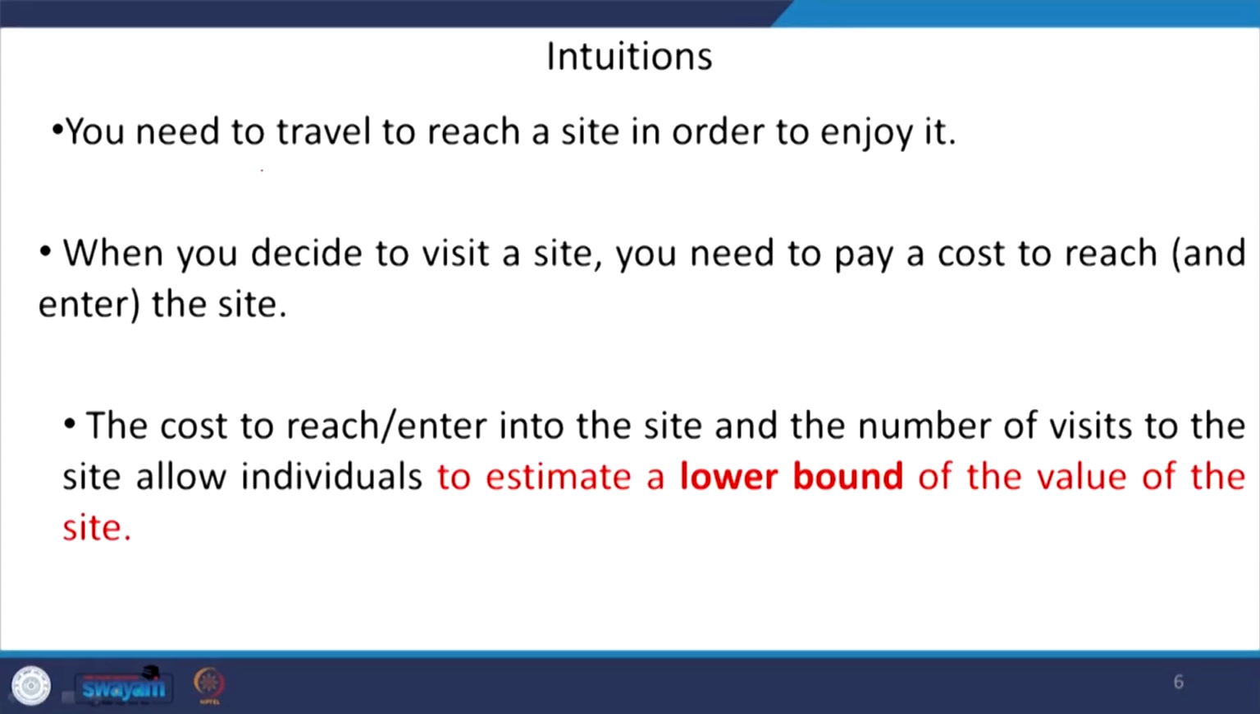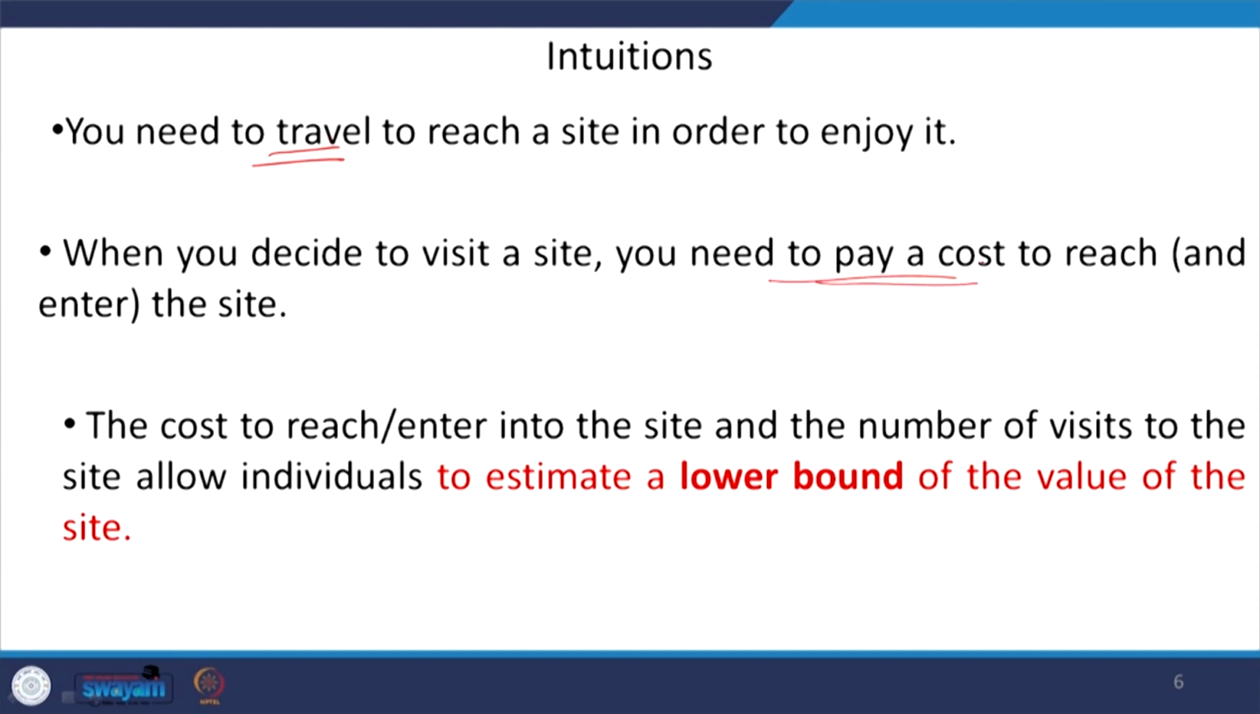The first one is that we need to travel to a particular site in order to have the recreation, or in order to enjoy that particular site. So, the basic thing that the visitors need to do is to travel. For traveling we need to incur certain costs. That is why the visitors need to pay a cost to reach the site.